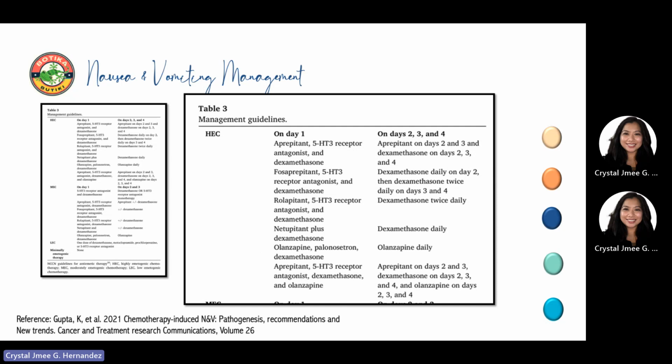And then on days 2, 3, and 4, aprepitant on days 2 and 3, and dexamethasone on days 2, 3, and 4. So if you can see, there's a tapering of dosing here, especially in the use of steroids. So in this combination, if we started on olanzapine, palonosetron, and dexamethasone, on days 2, 3, and 4 we are only going to use olanzapine daily. Again, these are recommended management guidelines, but individual differences or treatment therapies would be applied based on the patient's response.